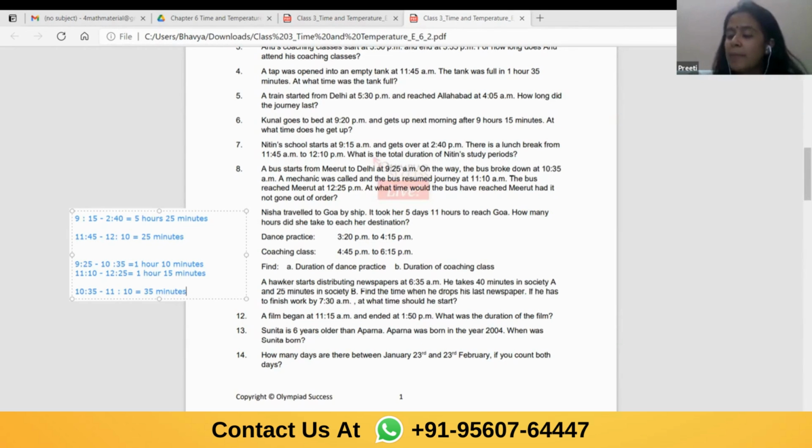Say go back by 35 minutes. So you will get 11:50 a.m. At what time would the bus have reached Meerut had it not gone out of order? It would have reached Meerut at 11:50 a.m.